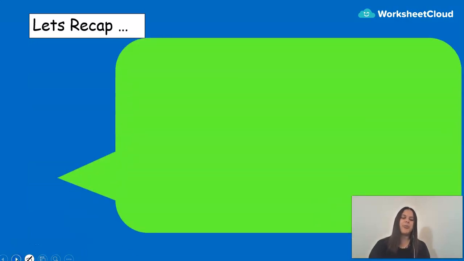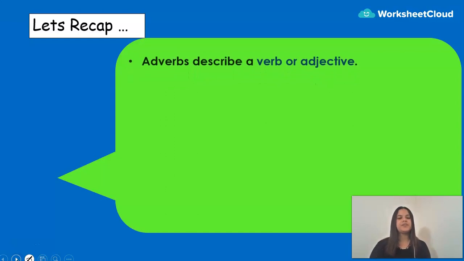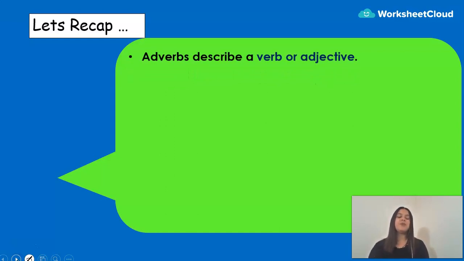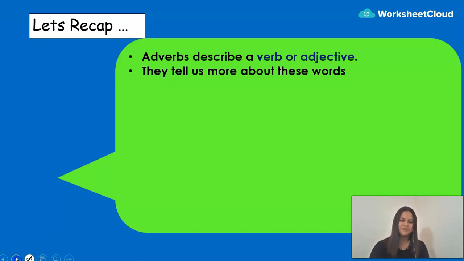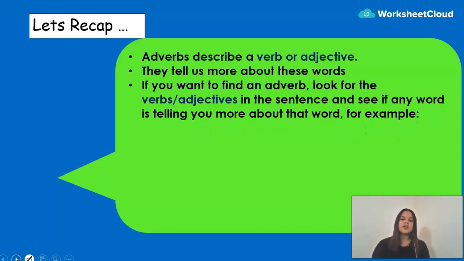Let's recap. During this lesson, what did we learn? That adverbs describe a verb or an adjective. They tell us more about these words. They modify them. If you want to find an adverb, look for the verbs or adjectives in the sentence and see if any word is telling you more about that word.